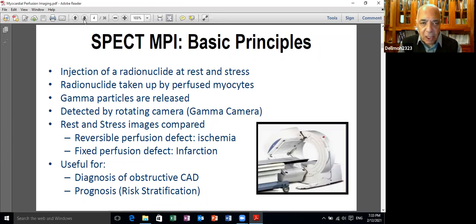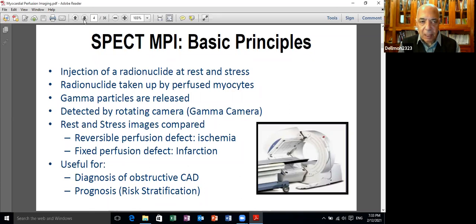It involves injection of a radionuclide at rest and at stress. Of course, the protocol for every laboratory differs from the other, but essentially you give two injections, one at rest and one after stress. The radionuclide tracer is taken by the perfused myocyte, whether it's taken from the normal coronary flow or through the collateral circulation. And then gamma particles are released from the radio tracer.